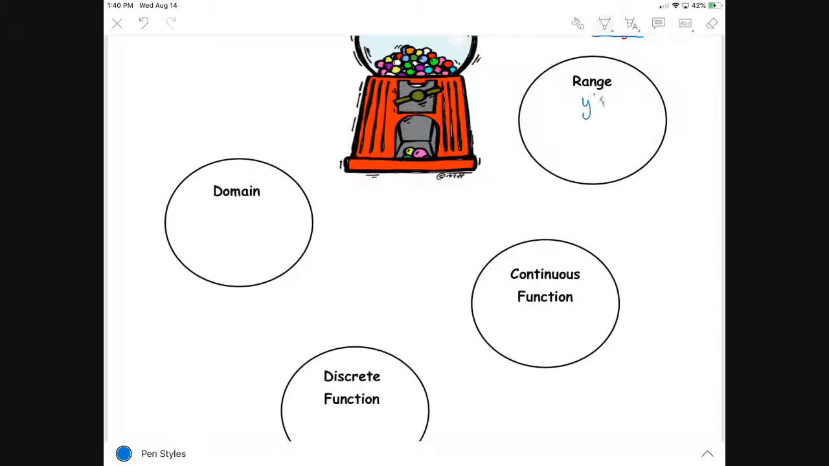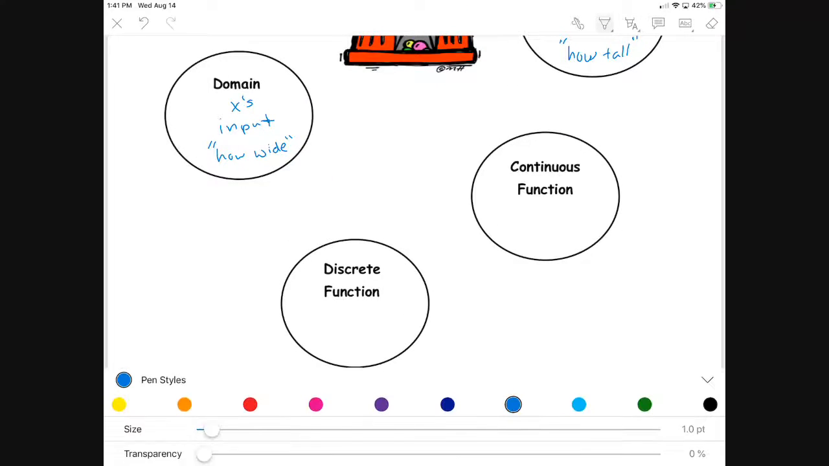Next one we're going to talk about is the range, or the y's. This can also be referred to as the output, or how tall something is. So usually when you go for the y, it's going to be the vertical part of your graph. The next is going to be our domain, which are the x's, or the input, or how wide it is, which again, the x's are your horizontal part of the graph, and your y's are the vertical.